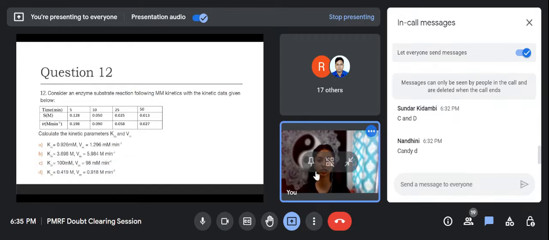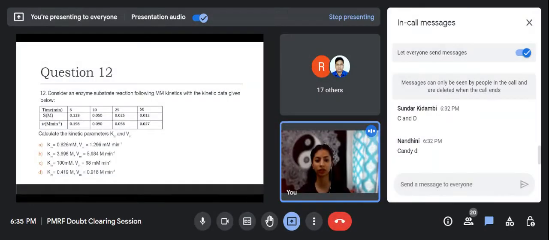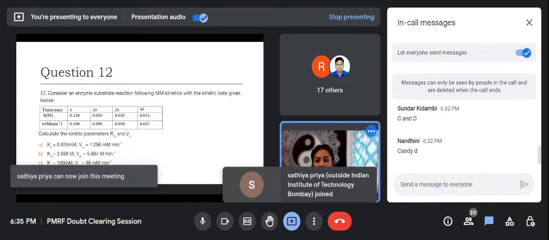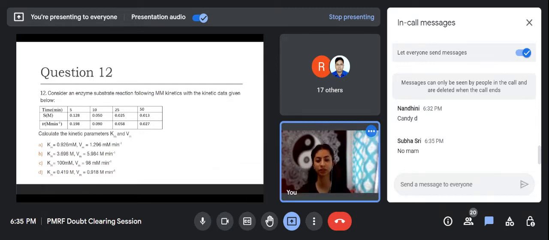Do you know how to do this? Can you think of how to do this? If anyone does know, can you unmute yourself and tell? You don't know how to. Does anyone know how to do this?